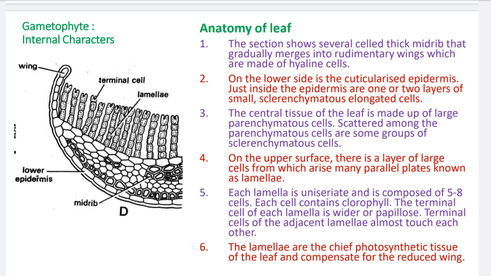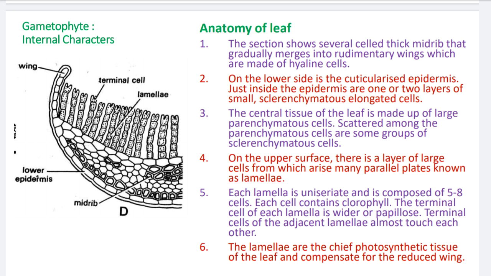Number 5: each lamella is uniseriate, which means made by a single row of cells, and is composed of 5 to 8 cells. Each cell contains chlorophyll, which means these lamellae are involved in photosynthesis.